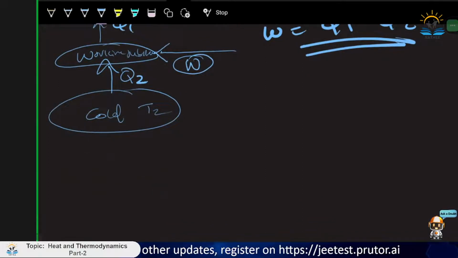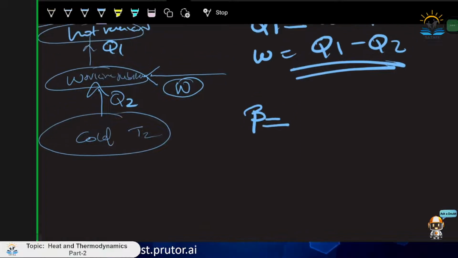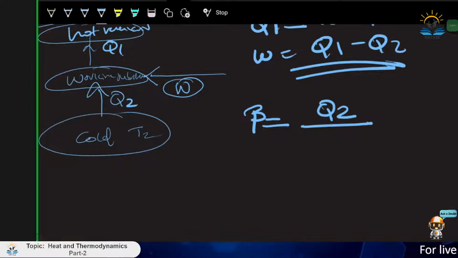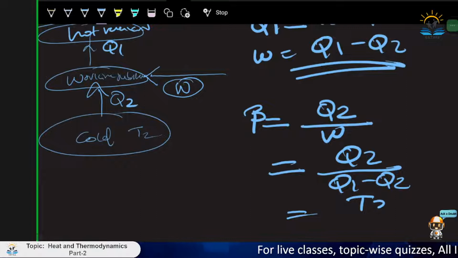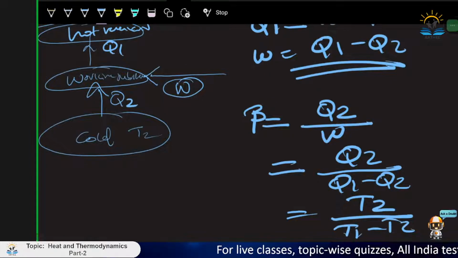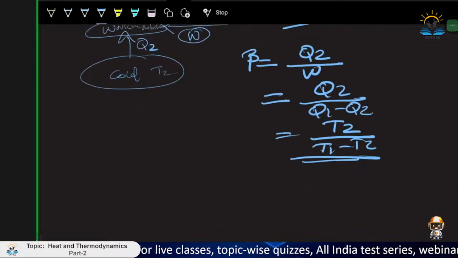Instead of the efficiency that we have seen in the Carnot engine or heat engine, here we have a term called beta, which is called the coefficient of performance, which is equal to output by input. What is the output? Q2 is the output. And what is the input? We are given W. So it is Q2 divided by Q1 minus Q2, or T2 divided by T1 minus T2. This is the equation for finding the coefficient of performance beta.